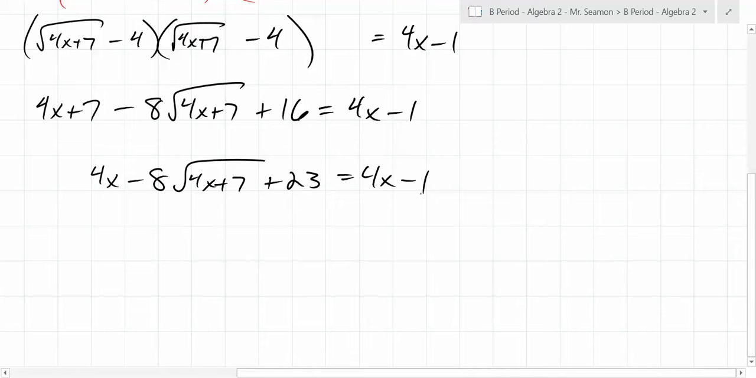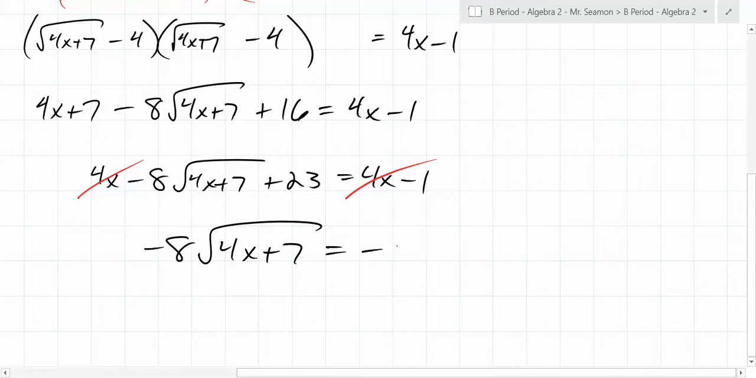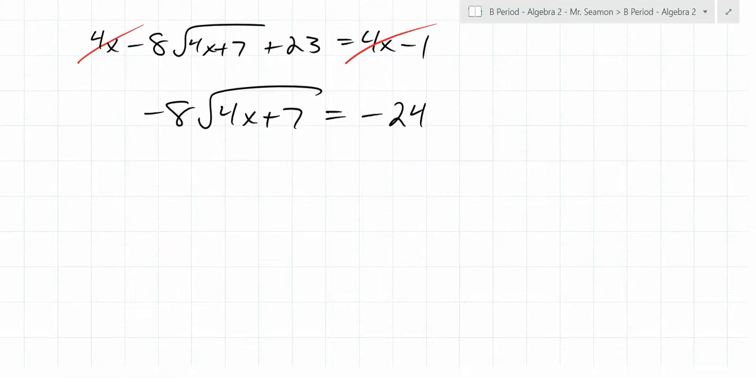What's on both sides? How many 4x's do you see? 4x. Yeah, so you can get rid of them, right? So what do you end up with? And then let's subtract 23. So what do you end up with? Negative 8 root 4x plus 7 is equal to negative what? Negative 24. What should I divide both sides by?